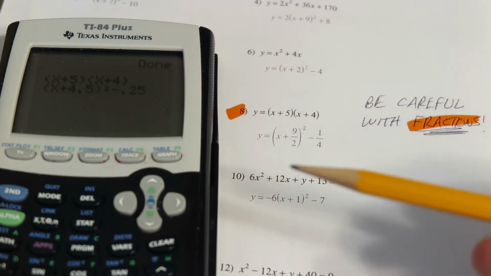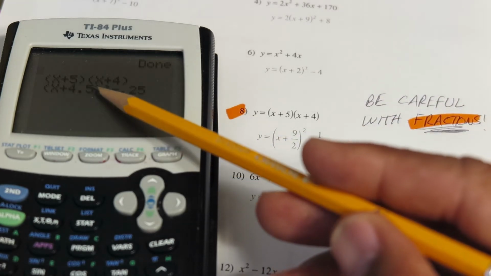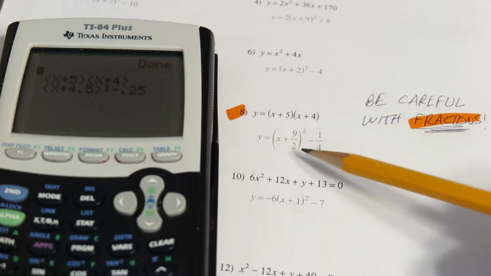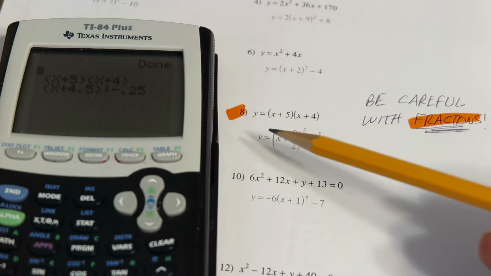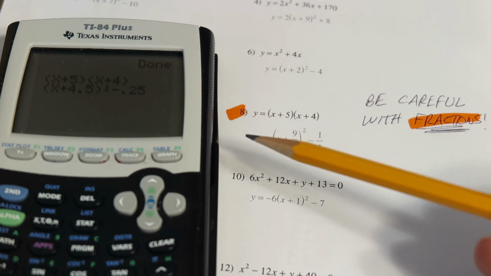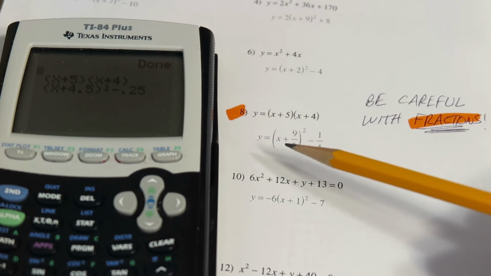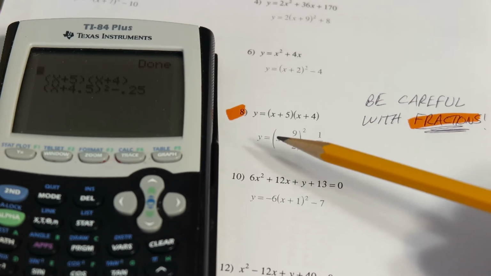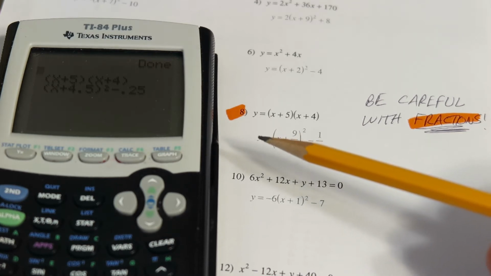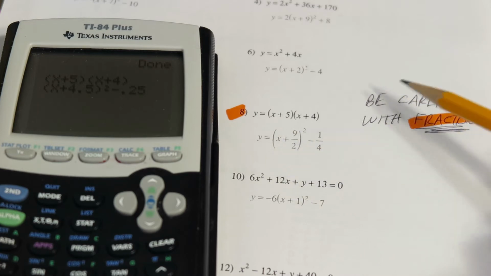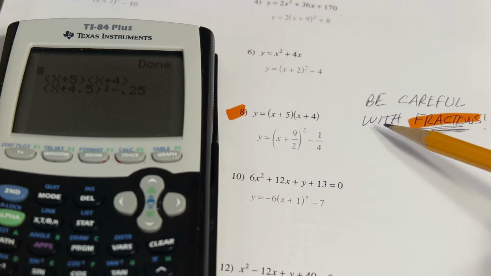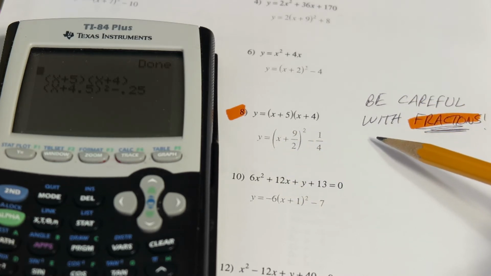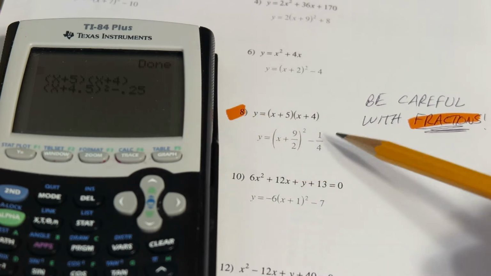And you notice that it puts it in as 4.5. This has 9 over 2, which is 4.5. I couldn't do the fraction part. That was too challenging to try to do. And that's what makes this a little bit more difficult, because sometimes you get some fractions that are not nice decimals when you convert them.